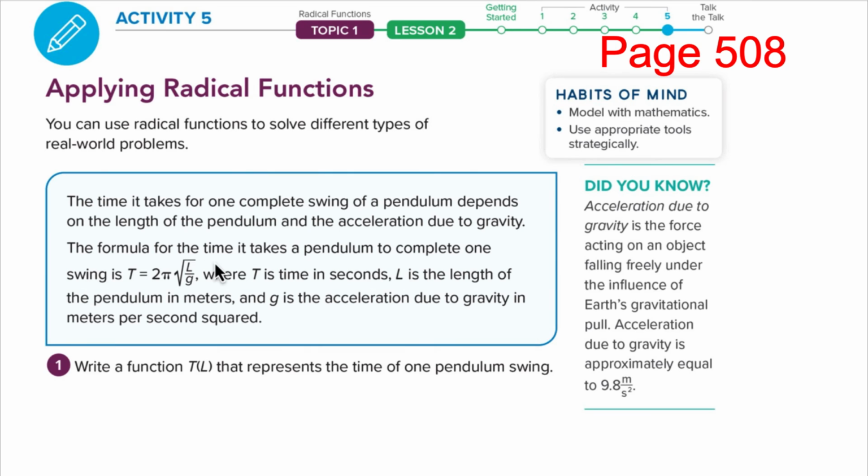But the formula for the time it takes a pendulum to complete one swing is T equals 2 pi square root of L over g. T is the time, L is the length of the pendulum, and g is the acceleration due to gravity, which I know you in physics already know is 9.8 meters per second squared.